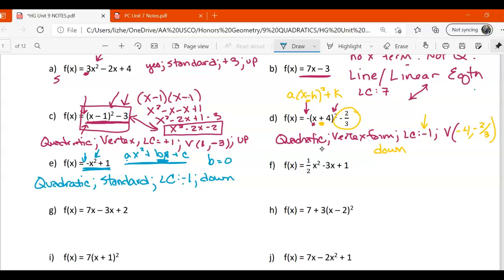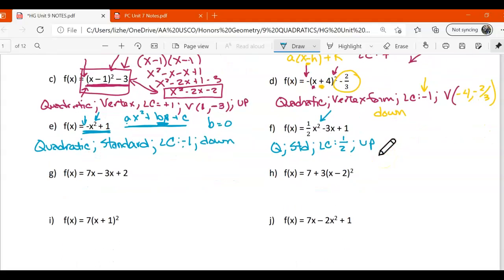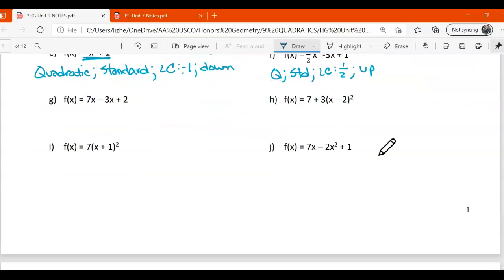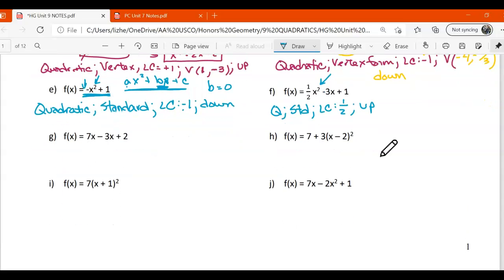Next one, we are in standard form. Well, first of all, it is a quadratic because of this x squared. So it's a quadratic. It's in standard form. Leading coefficient is positive 1/2. And because the leading coefficient is positive, it will open up. If you think you got this, go ahead and pause the video and finish these on your own, and then come back and check with me with my answers.